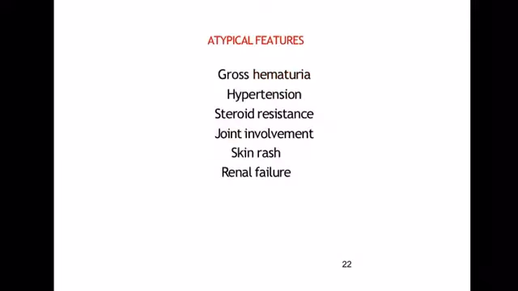Now, what are the atypical features which can develop in nephrotic syndrome? These are gross hematuria. This happens when there is severe damage to the glomerulus, which leads to filtration of RBCs, which appear in the urine. So hematuria appears. Second is hypertension. Next is steroid resistance, because some patients are resistant to steroid treatment, so they develop different symptoms. There can also be joint involvement, skin rash, or renal failure.